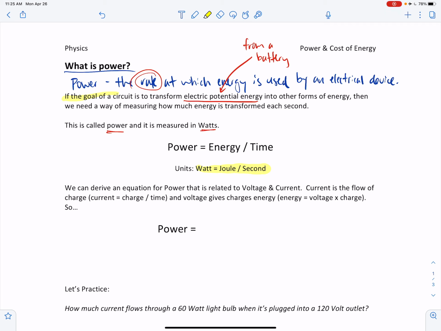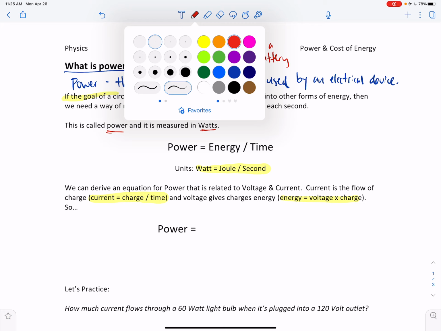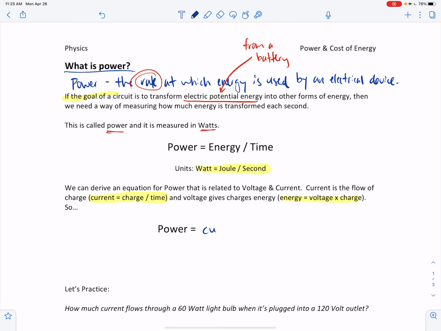We can derive an equation for power that is related to voltage and current. As a reminder, current is the flow of charge. Current is the amount of charge that's flowing past a point in a given amount of time. And voltage gives charges energy. So energy is the voltage times the charge. So our equation for power is that power is just current times voltage.